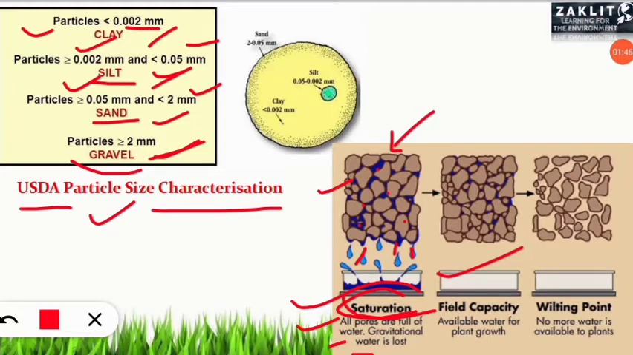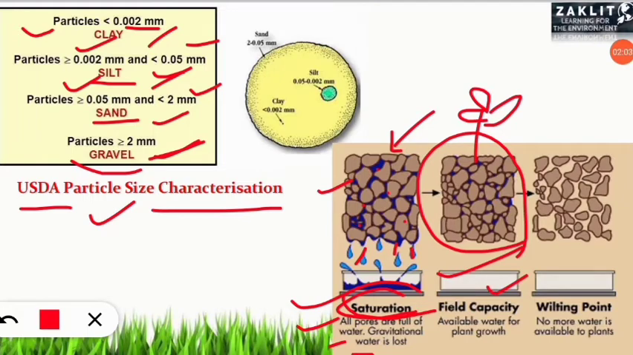Similarly, what is field capacity? Field capacity is the available water for plant growth. That is the amount of water which is sufficient, the final and maximum amount which will help the plants to grow. It is not excess and it is not less. That is the field capacity of the soil. Next coming to the wilting point. What is the wilting point? No more water is available to plants.